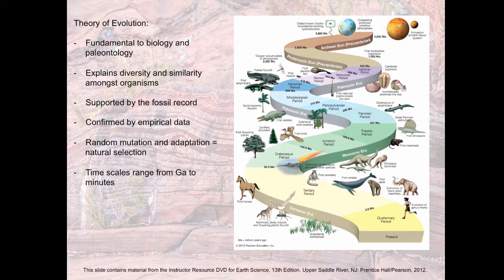The theory of evolution is confirmed by empirical data. It's not only supported by the fossil record, not only a story that makes sense based on what geologists have found in the fossil record through Earth time, but also by modern experiments where actual observations are made of systems that evolve either very quickly or slowly. Empirical data has basically confirmed it. And the theory of evolution calls up the idea that random mutation and adaptation form the basis of what we refer to in the common cultural vernacular as natural selection.